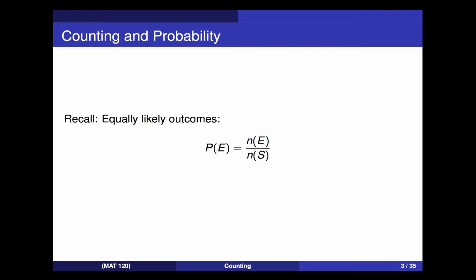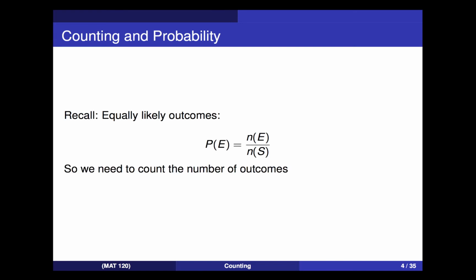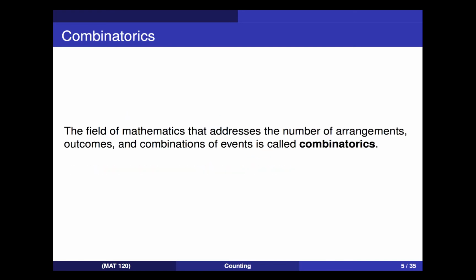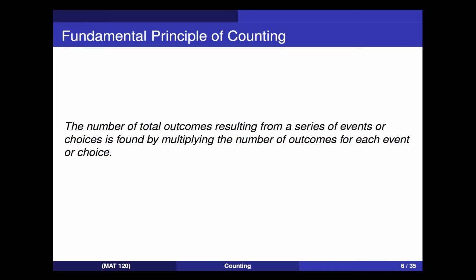So the reason we want to count things, and it's the connection with probability, has to do with the fact that the equally likely outcomes situation has us counting the number of events and the number of outcomes in the sample space. So we'd like to count these things. More generally, this field is called combinatorics, when you start looking at different possible combinations and arrangements of things and ways to make selections. Combinatorics.